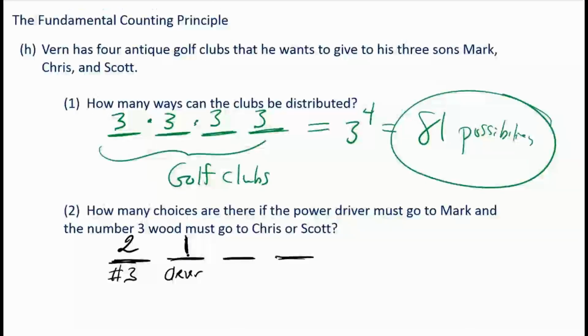But now the other golf clubs, and by the way, it doesn't say what kind of golf clubs they are, but there are 3 sons we could give the 3rd golf club to, and 3 sons we could give the 4th golf club to. Okay? So when you multiply all that out, 2 times 1 times 3 times 3, well, we know 2 times 1 is 2, 2 times 3 is 6, 6 times 3 is 18 possibilities.